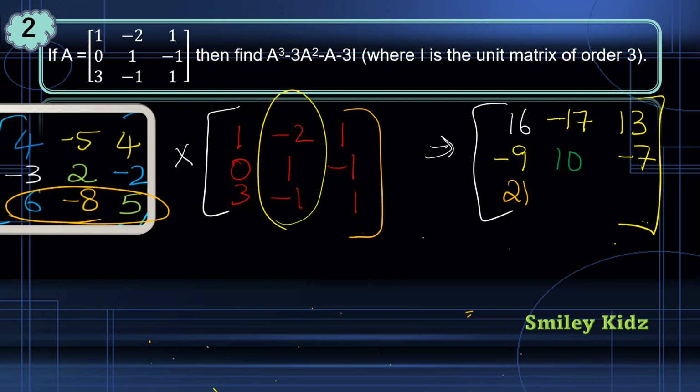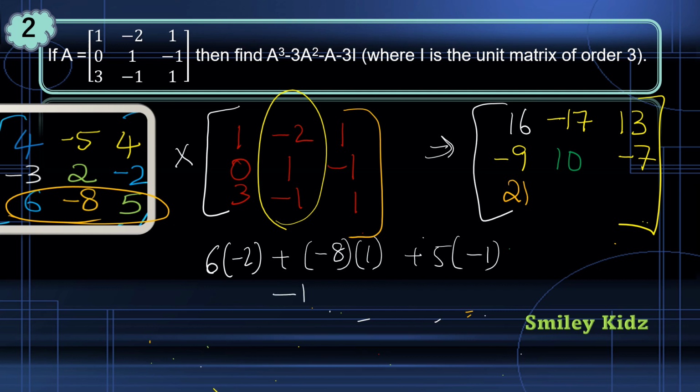Third row with second column, that will be 6 into minus 2 plus minus 8 into 1 plus 5 into minus 1. That is equal to minus 12, minus 8, minus 5. This is minus 12 minus 13, that will be equal to minus 25.